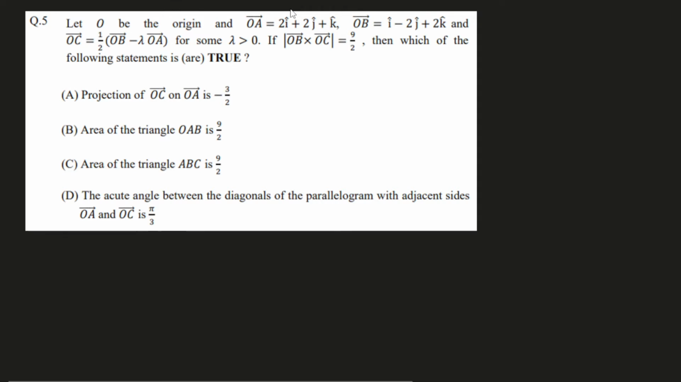It says let O be the origin and the vector OA be 2i plus 2j plus k, and vector OB be equal to i minus 2j plus k, and OC is equal to half of OB minus some lambda into OA for some lambda greater than 0. If OB dot OC is equal to 9 over 2, then which of the following statements is or are true?